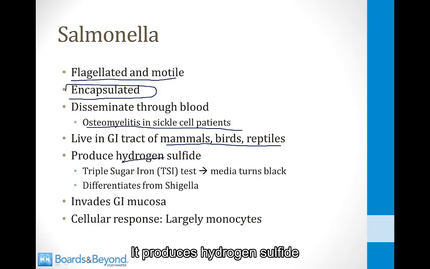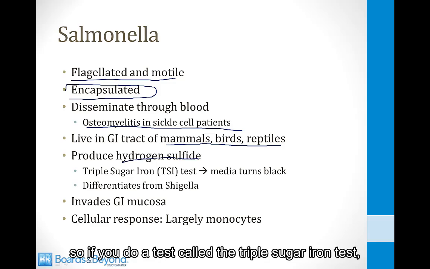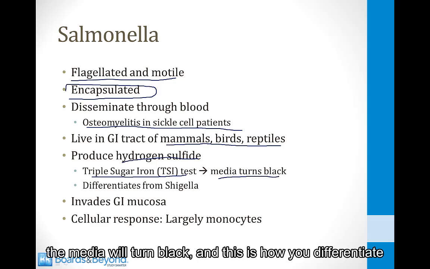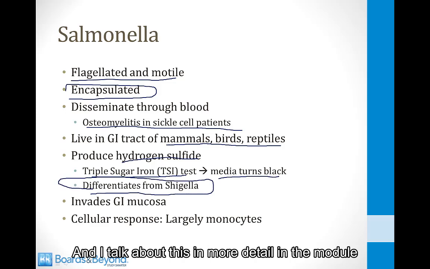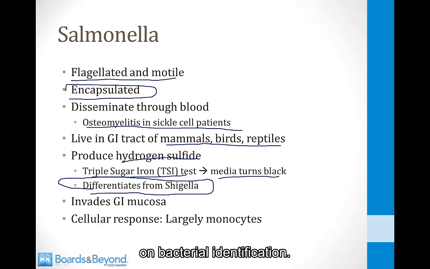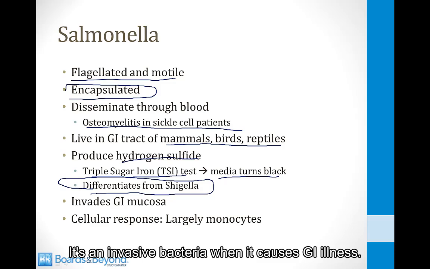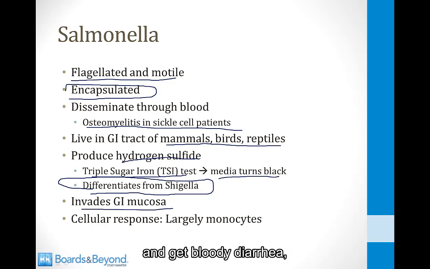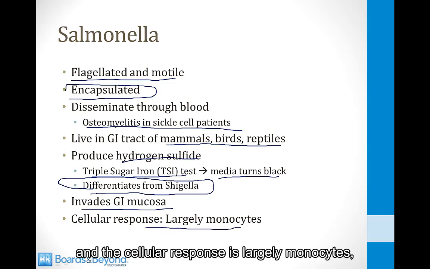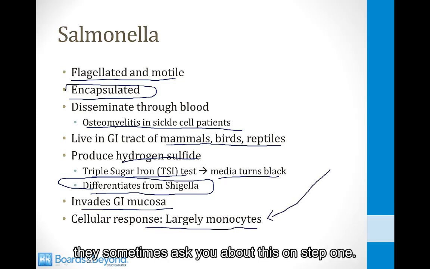It produces hydrogen sulfide, so if you do a test called the triple sugar iron test, the media will turn black, and this is how you differentiate it from Shigella, and I talk about this in more detail in the module on bacterial identification. It's an invasive bacteria when it causes GI illness, so the strains that cause GI illness invade the GI mucosa and give bloody diarrhea, and the cellular response is largely monocytes. They sometimes ask you about this on Step 1.